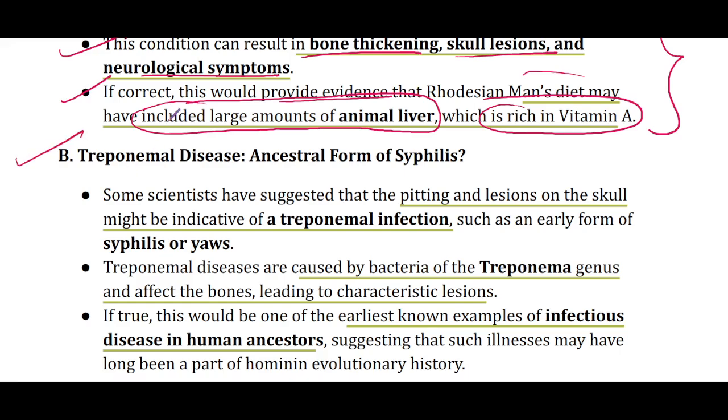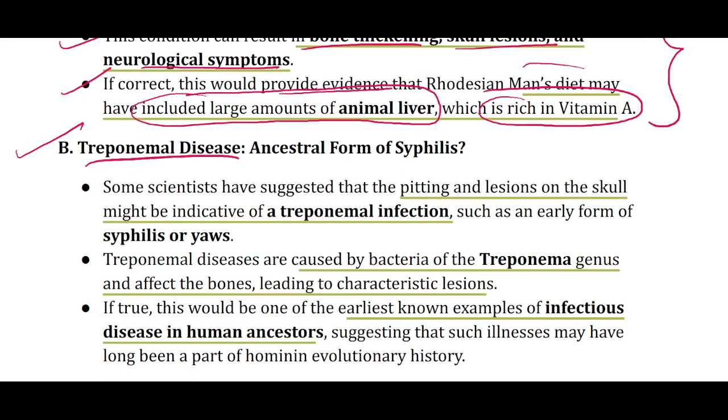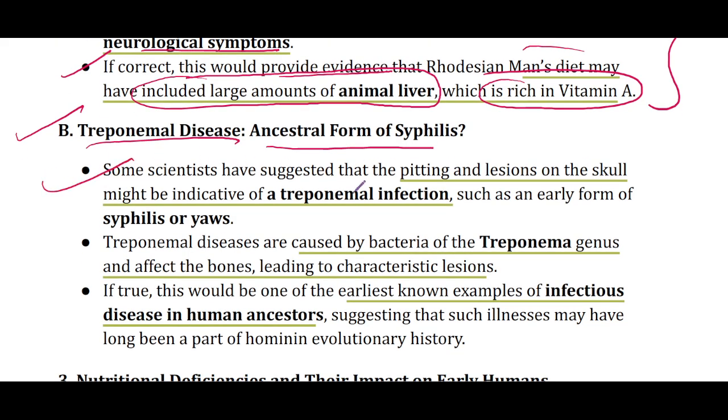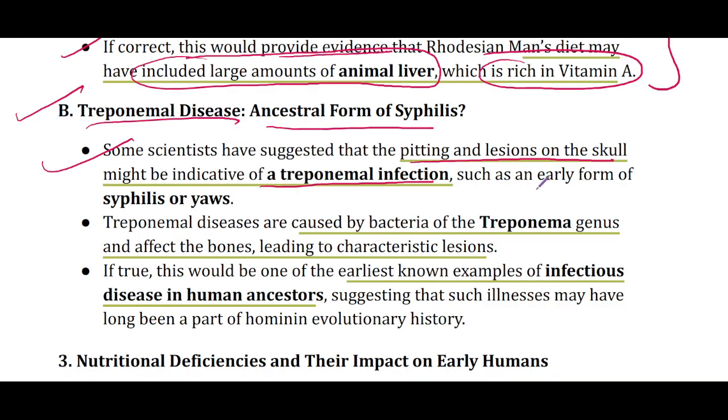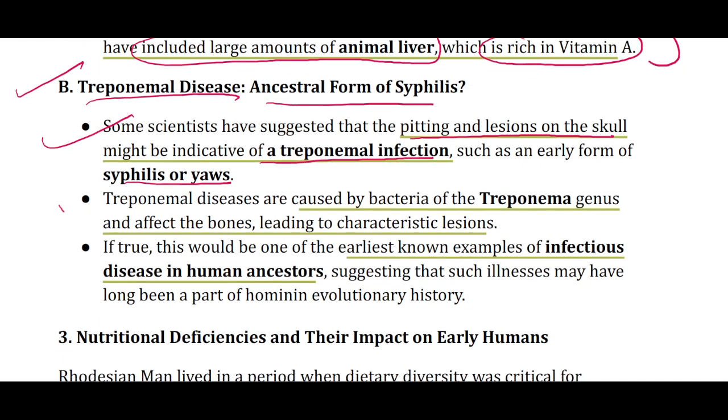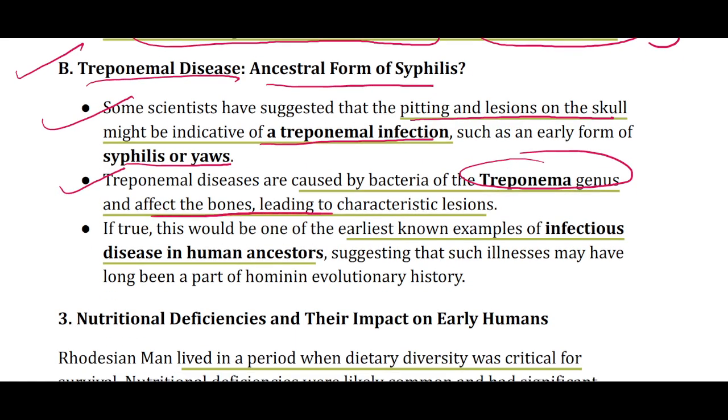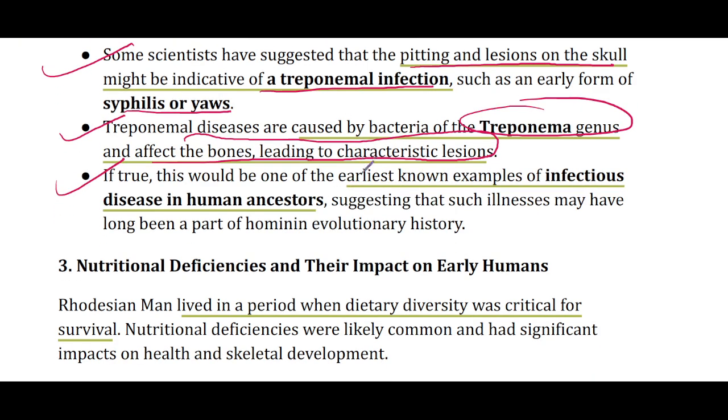Now, the second pathology is treponemal disease, an ancestral form of syphilis. Some scientists have suggested that pitting and lesions on the skull might be indicative of a treponemal infection, which is an early form of syphilis or yaws. Treponemal diseases are caused by bacteria of the Treponema genus and affect the bones, leading to characteristic lesions. If true, this could be one of the earliest known examples of infectious disease in human ancestors.